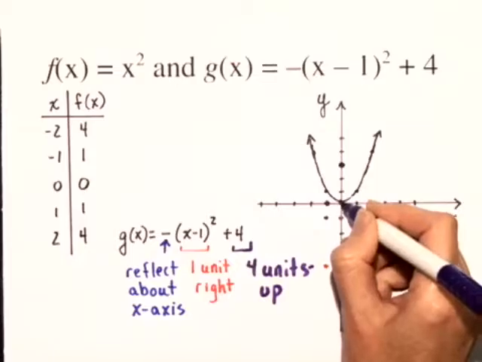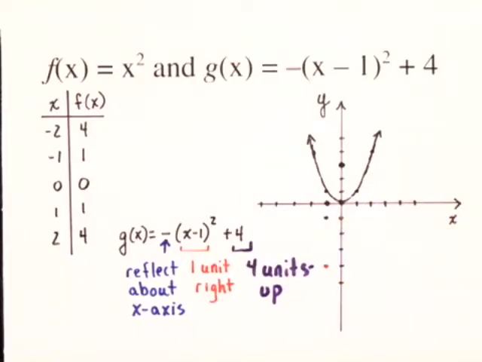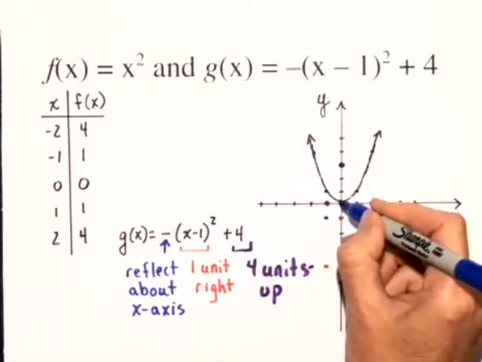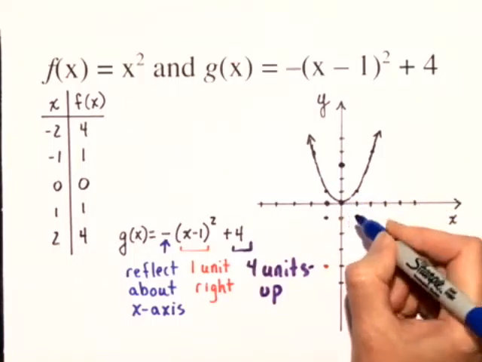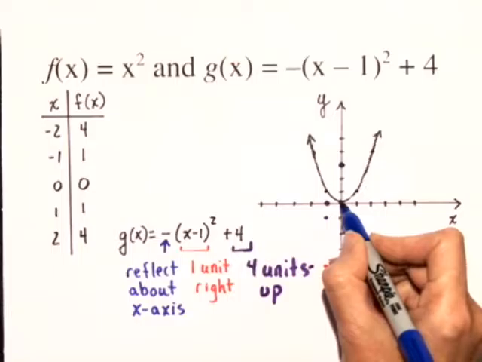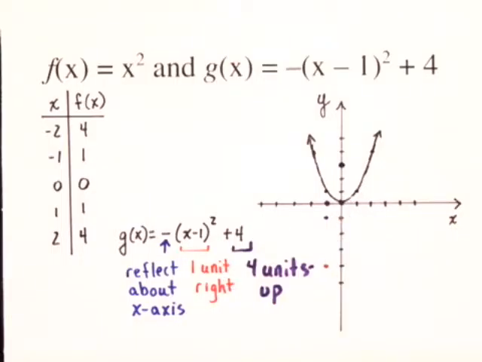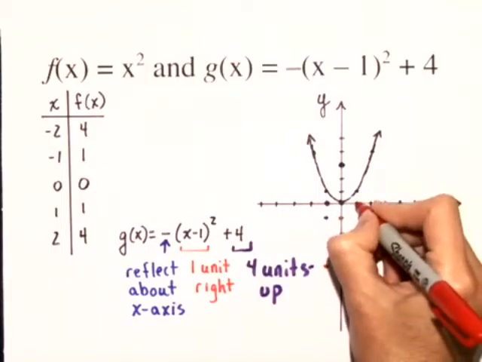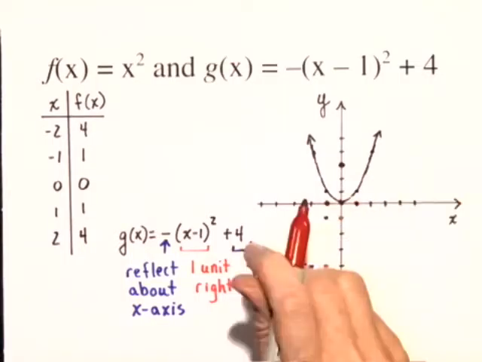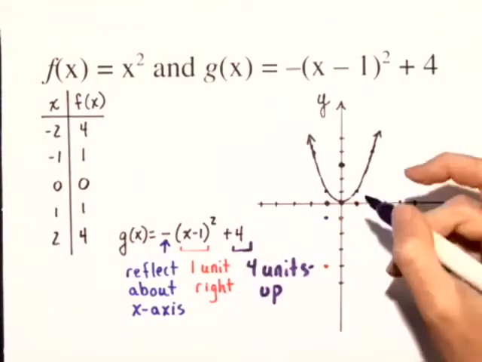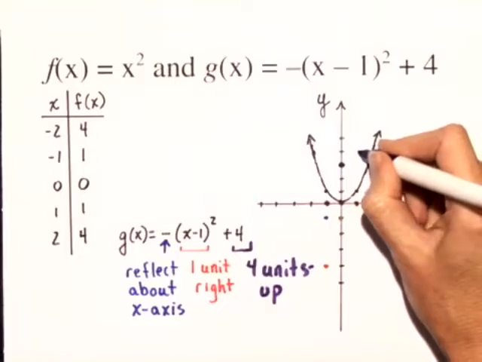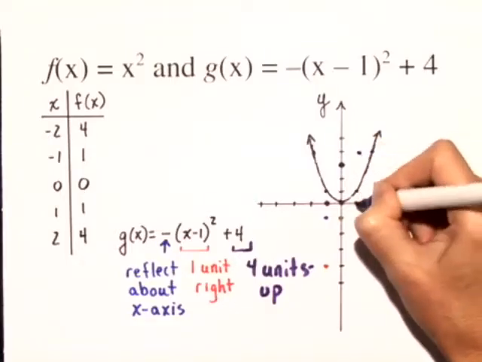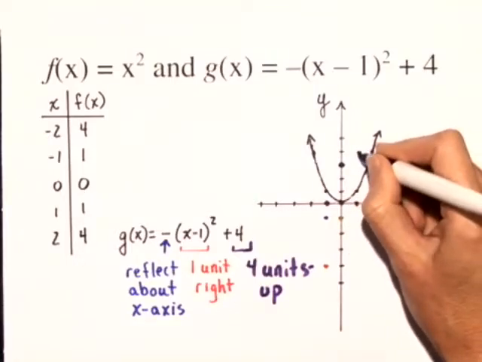My next point is 0, 0. Let's see what happens when I apply the transformation. Well, if I reflect about the x-axis, since it's on the x-axis, I don't need to move at all. Now 1 unit right, I just move 1 unit along the x-axis. And finally, 4 units up, I go 1, 2, 3, 4. I'm right here at this point 1, 4.